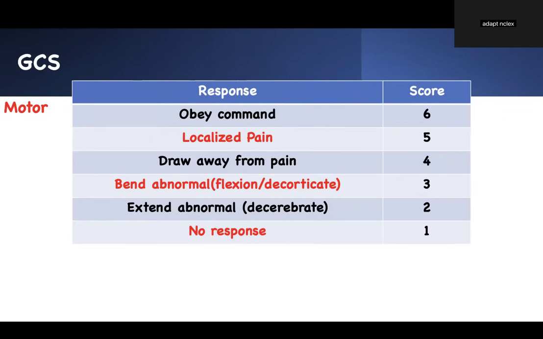What is the easy way to remember this? I call it OLD BEN. With the O, obey command. L, you localize. D, you draw. B, you bend. E, you extend. And the N, no response.